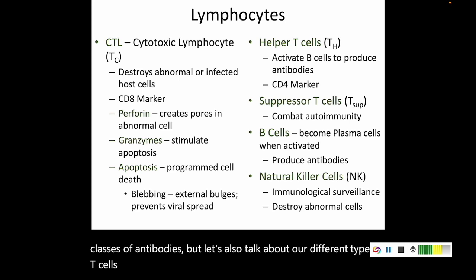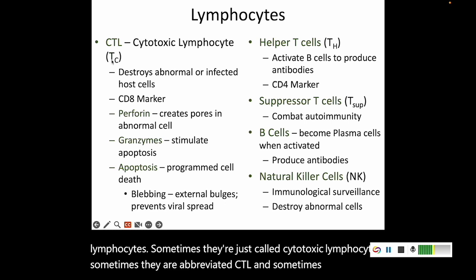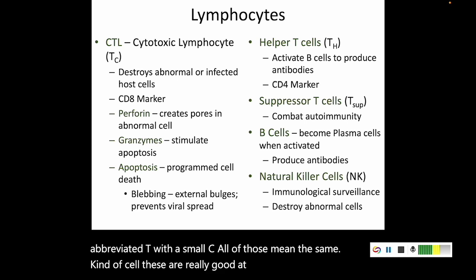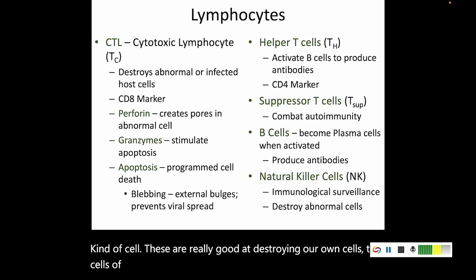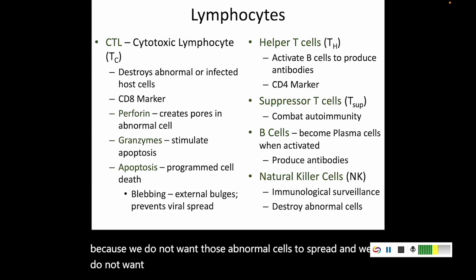So one very important kind of T cell is our cytotoxic T lymphocytes. Sometimes they're just called cytotoxic lymphocytes. Sometimes they are abbreviated CTL, and sometimes they're abbreviated T with a small c. All of those mean the same kind of cell. These are really good at destroying our own cells, the cells of a human body that are either abnormal or infected, because we do not want those abnormal cells to spread, and we do not want infected cells to spread an infection, so we destroy those cells.